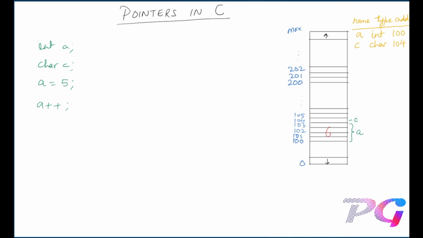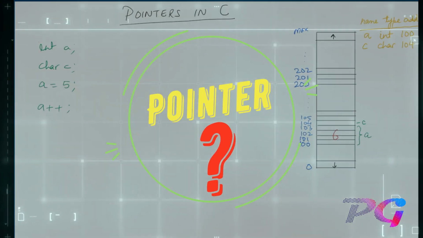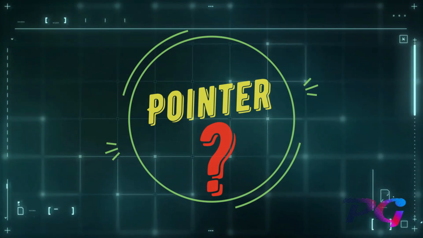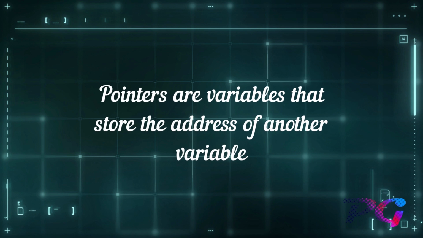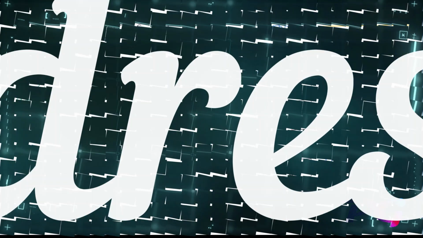Now the question is, can we know the address of a variable? Or can we perform operations on the value which is stored at some address in the memory? The answer is yes. We can do this using the concept of pointer in C programming. So what exactly is a pointer? Pointers are variables that store the address of another variable.